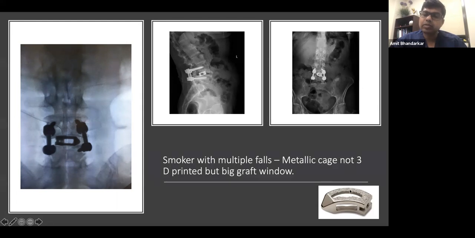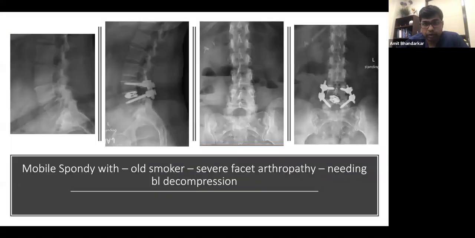to the cage and does not give any stress riser leading to subsidence like this cage, even though it has a huge graft window, the patient being a smoker. I think a 3D printed cage would have been a much better choice here, placed more anteriorly. This was very nicely placed anteriorly, but again, somehow that edge created a lot of stress rising on this patient, especially after the fall.